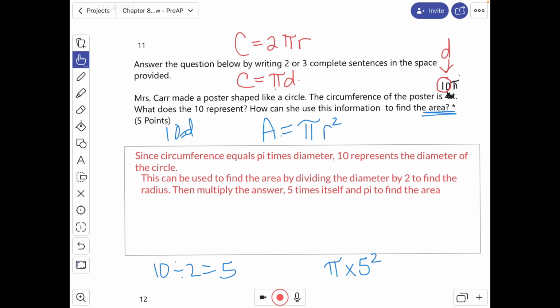This can be used to find the area by dividing the diameter by 2 to find the radius. Then multiply the answer, which was 5, times itself and pi to find the area.